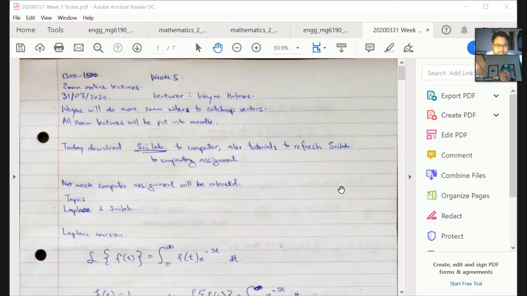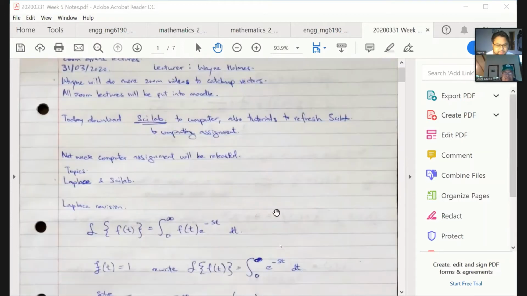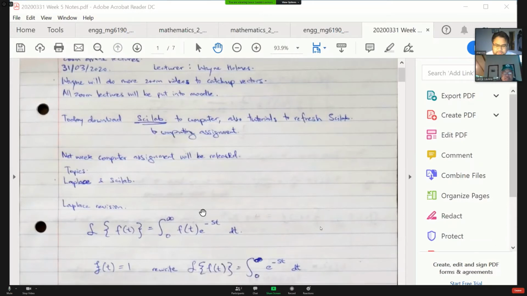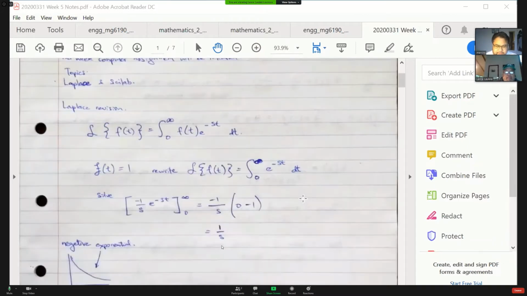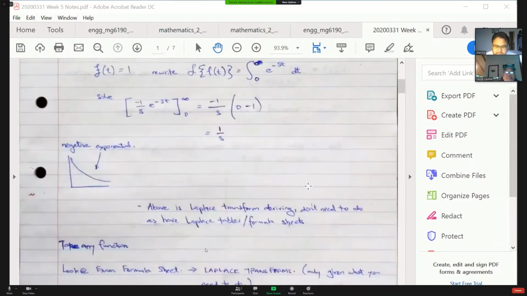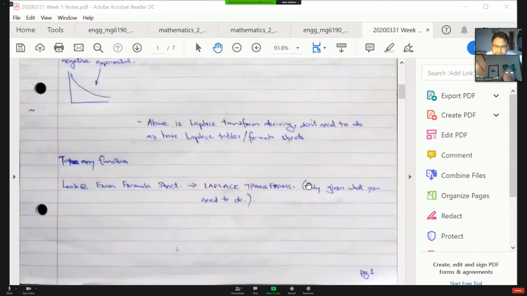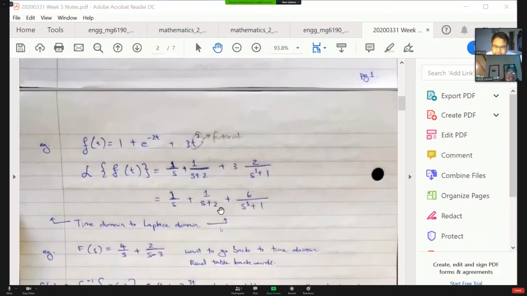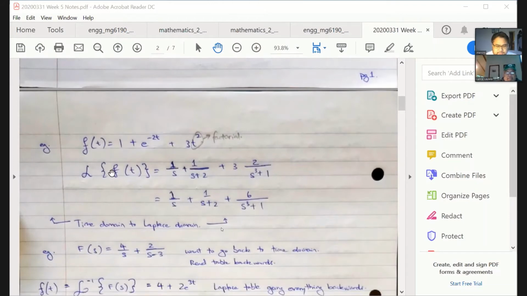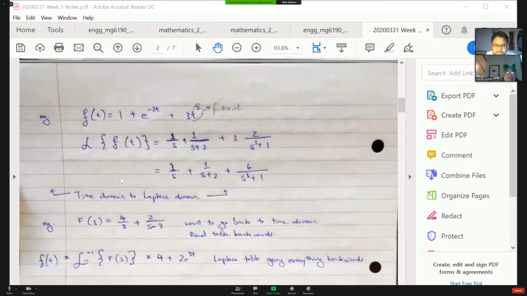Right. You're all right with that? That's just the definition. Okay. If you just go down. Keep going down. Further down. So you okay with this? Yeah. This is changing to a Laplace. It's just using formula sheets.